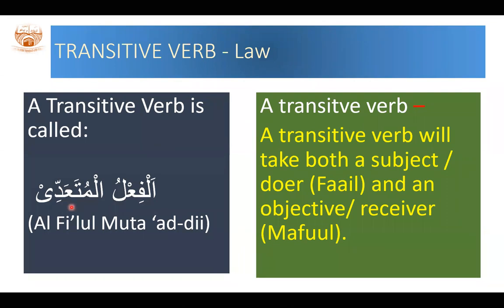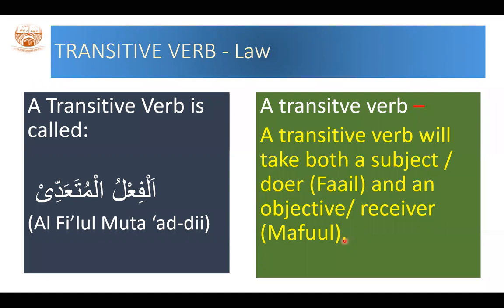Al-fi'lul lazim. And here a transitive verb is called al-fi'lul muta'addi. So what's the rule for the transitive verb? The transitive verb will take both a subject, which is called the fa'il, and an object or receiver, which is called the maf'ul.